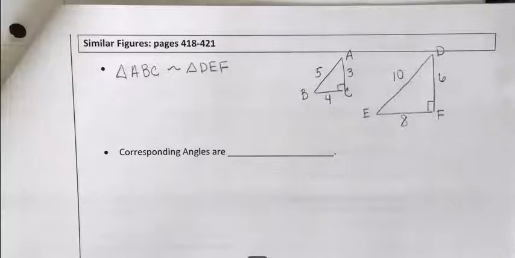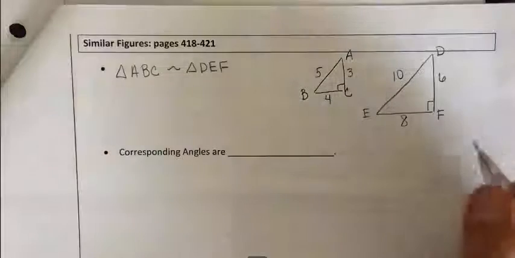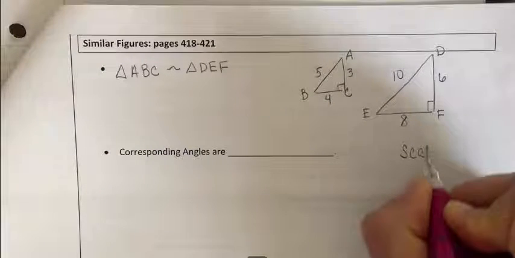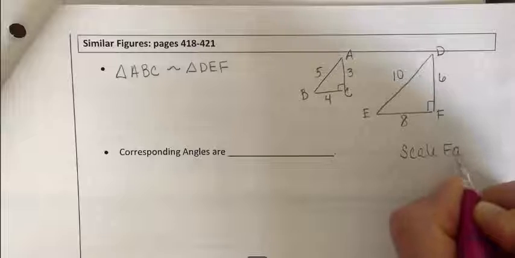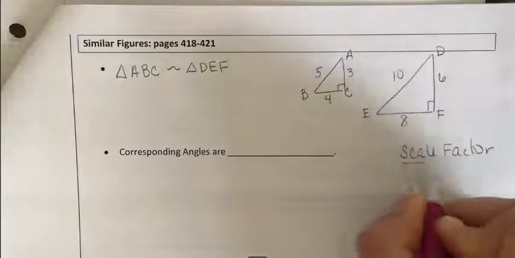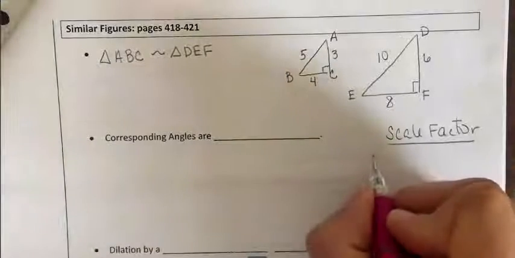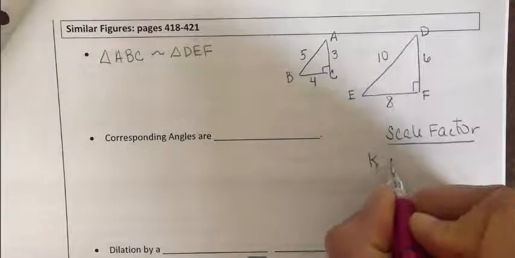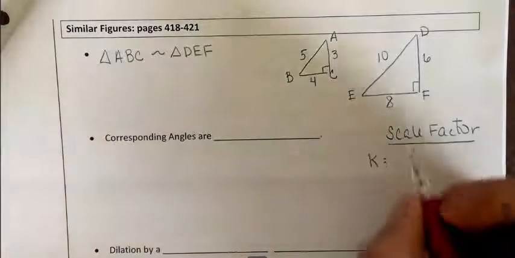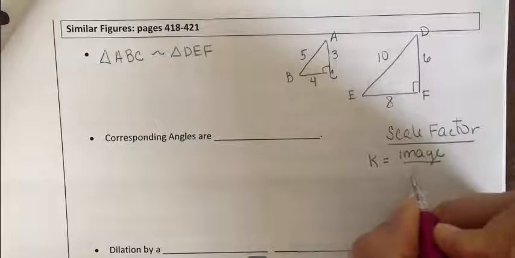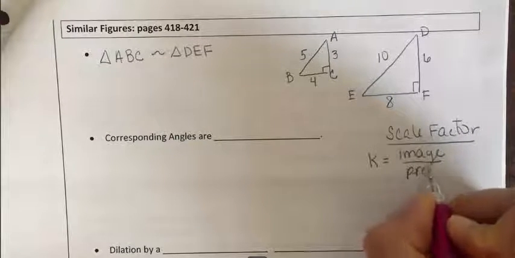Okay, and if you remember then, let's just recall the scale factor. When we learned about scale factors and dilations, we said we usually use the variable k to represent scale factor, and it was the image over the pre-image.